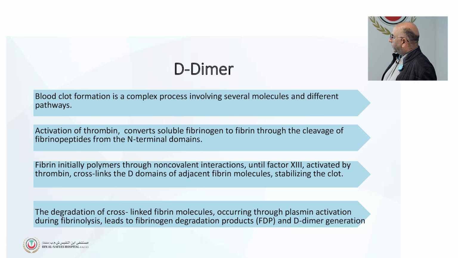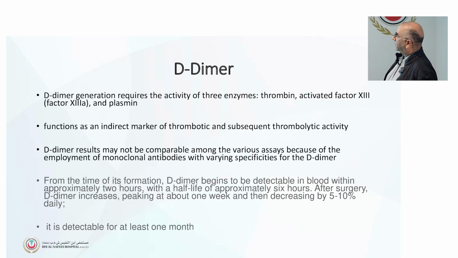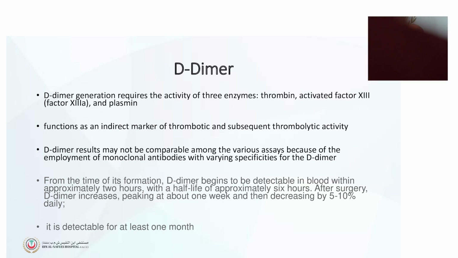When the clots stabilize, then the plasminogen will get activated, and this leads to degradation of cross-linked fibrin molecules. And degradation will produce the FDP, which is fibrin degradation product, and the D-dimer generation. I'll show you, like this. This is the fibrinogen, and the thrombin will act on it. And when the clots are made, cross-linking is done by activated factor 10, which is very essential for clot formation.